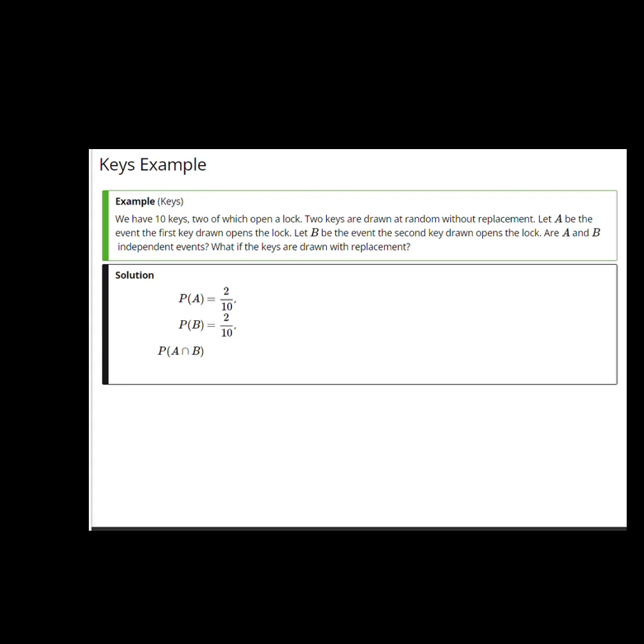What about the probability of A intersect B? That's the probability that both the first key drawn and the second key drawn will open the lock. There are 2 choices for the first key, which will successfully open the lock, and only 1 remaining on the second draw, so the numerator is 2 times 1. On the other hand, if we draw 2 keys out of 10 without replacement, there are 10 times 9 possible ways of doing this. So the probability is 2 times 1 over 10 times 9, or 2 over 90. This is clearly not the same as the probability of A times the probability of B. So in this case, the 2 events A and B are not independent. They are dependent events.